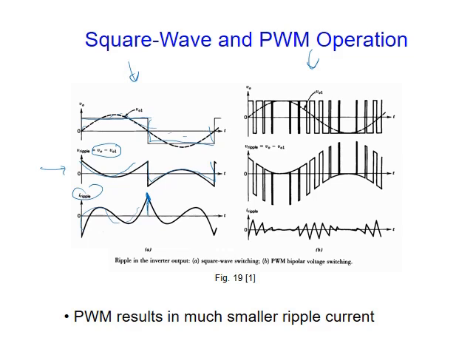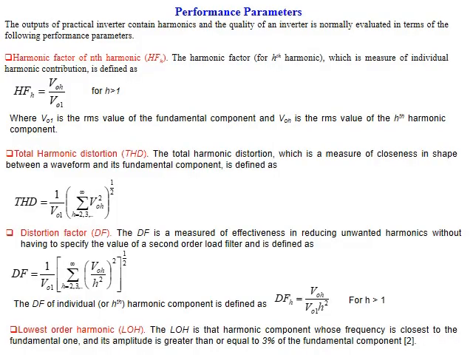Here, for pulse width modulation, this is the fundamental, and this is the output voltage. If we subtract them, this is how the waveform looks. And if I integrate, this is I ripple. I can see here more fluctuation, but the maximum peak is lower compared with the square wave.